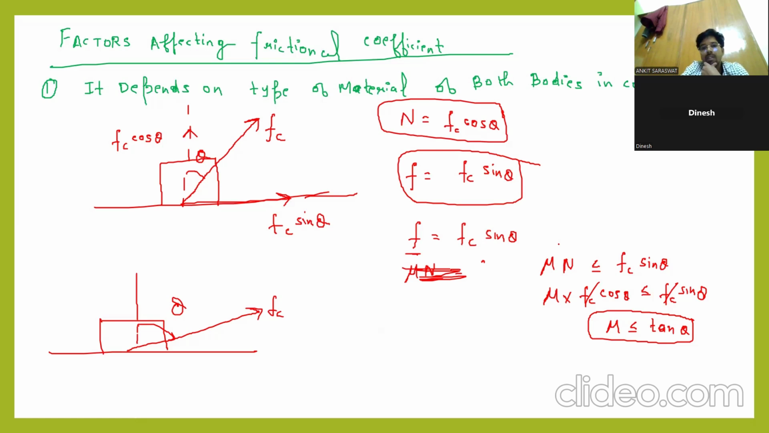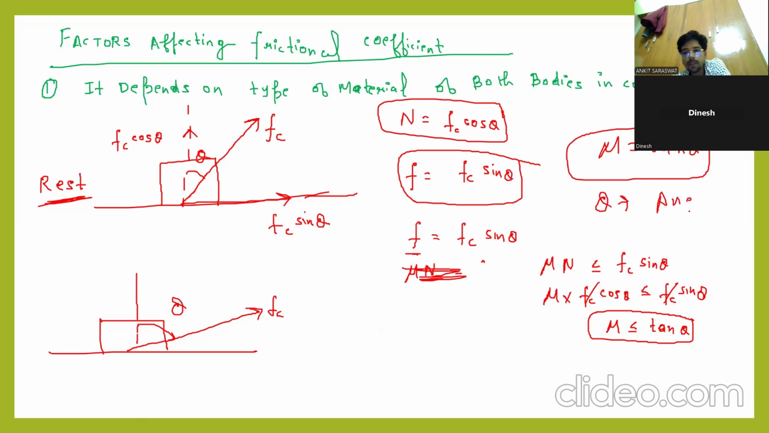Maximum it can be FC sin theta. Or you can say a value of static friction, because this is the condition we are applying when the object is at relative rest. So for relative rest, this is the condition. The maximum value of mu will be tan theta. Clear? This theta is the angle of friction.